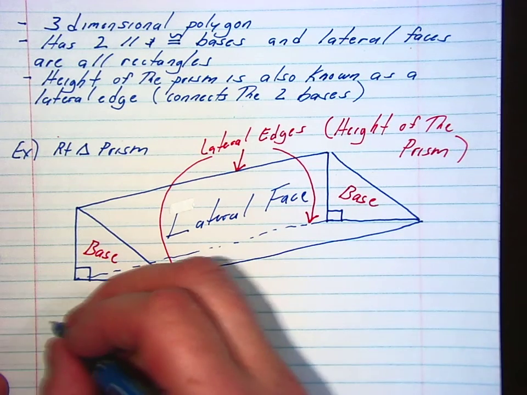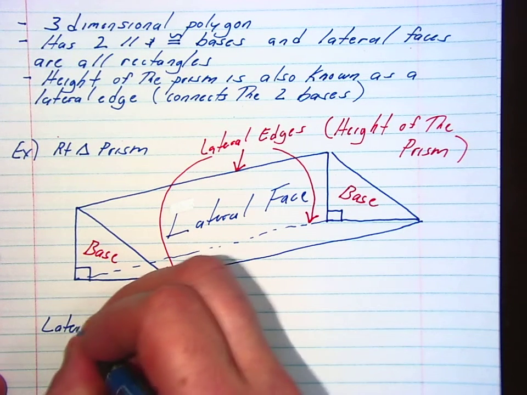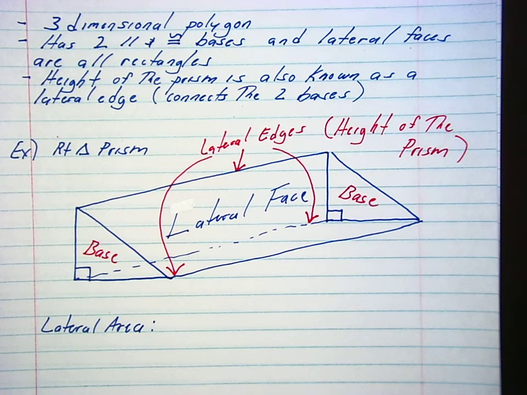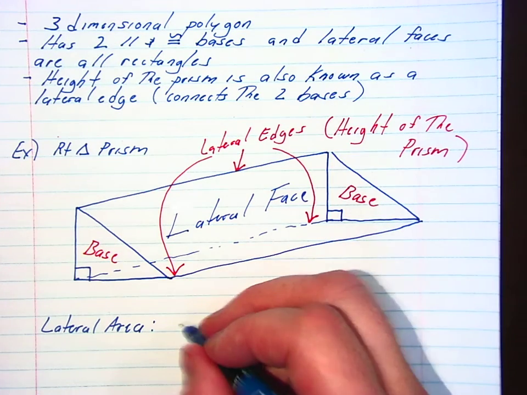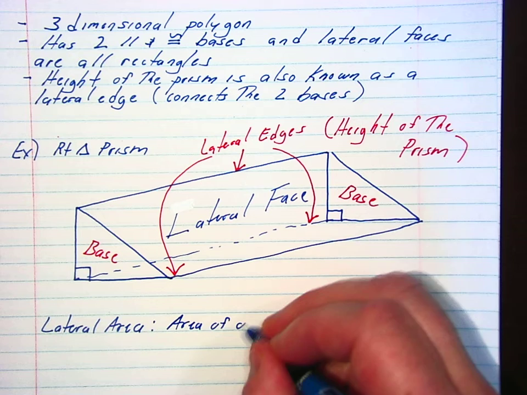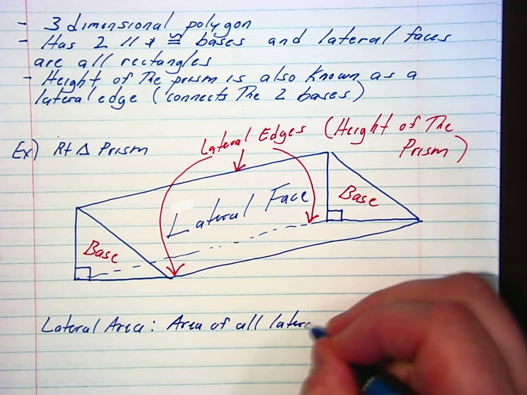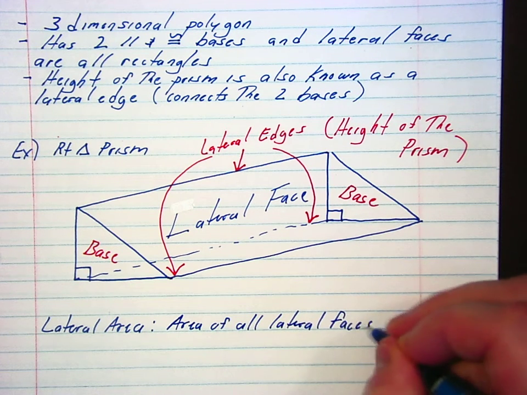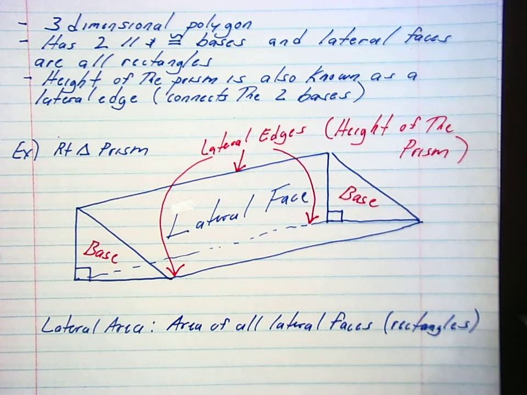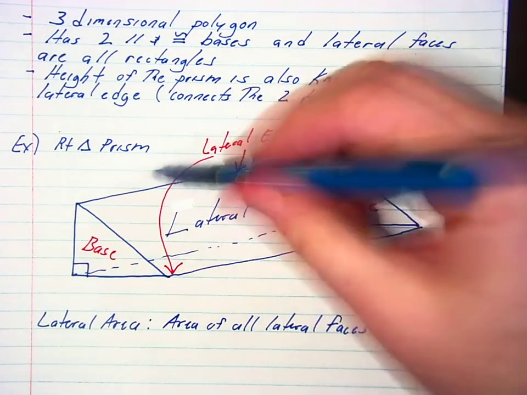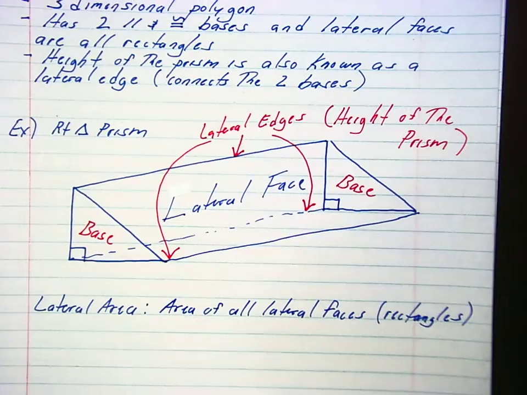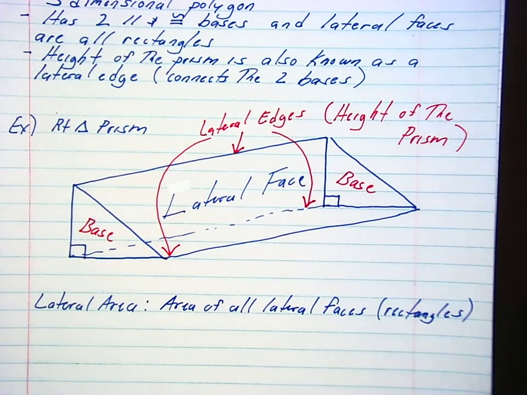All right, first formula is going to be called lateral area. And all that is, is the area of all the lateral faces. So the rectangles. So like if I found the area of the front one, the back one, and the bottom one, each of those rectangles, and added them up, that would give me the lateral area. I just don't want to have to do that because I have a much easier formula.